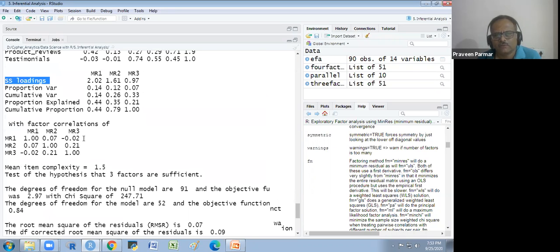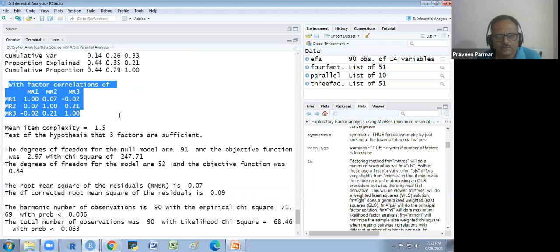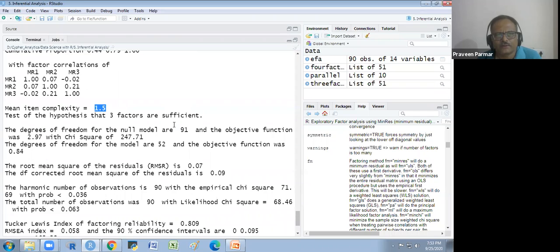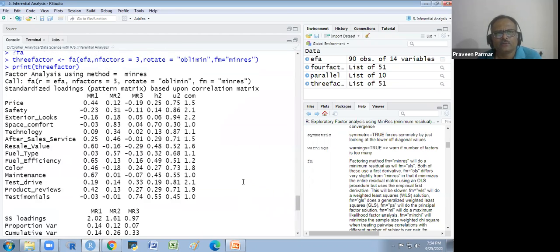And a lot of statistical knowledge is required. The persons who are from the statistics field could understand these parameters better. Otherwise we have to explain one by one. Mean item complexity 1.5, test of the hypothesis that 3 factors are sufficient, and the degrees of freedom, null, and this thing is given, RMSEA 0.05, and in this way the correlation of regression scores of the factors is there.